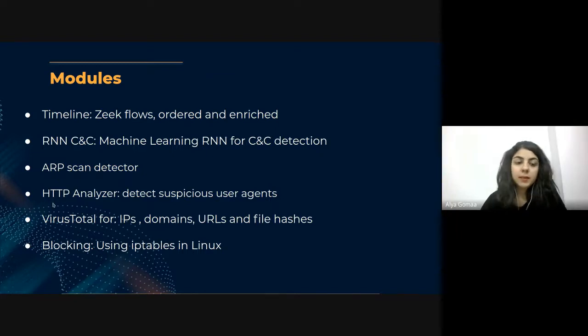We have the HTTP analyzer. This one analyzes HTTP traffic and detects suspicious user agents and more. We have the VirusTotal module. This one gets information from VirusTotal about IPs, domains, URLs, and files. We have the blocking module. This one is optional. You can use it in Linux. It uses iptables to block IPs.